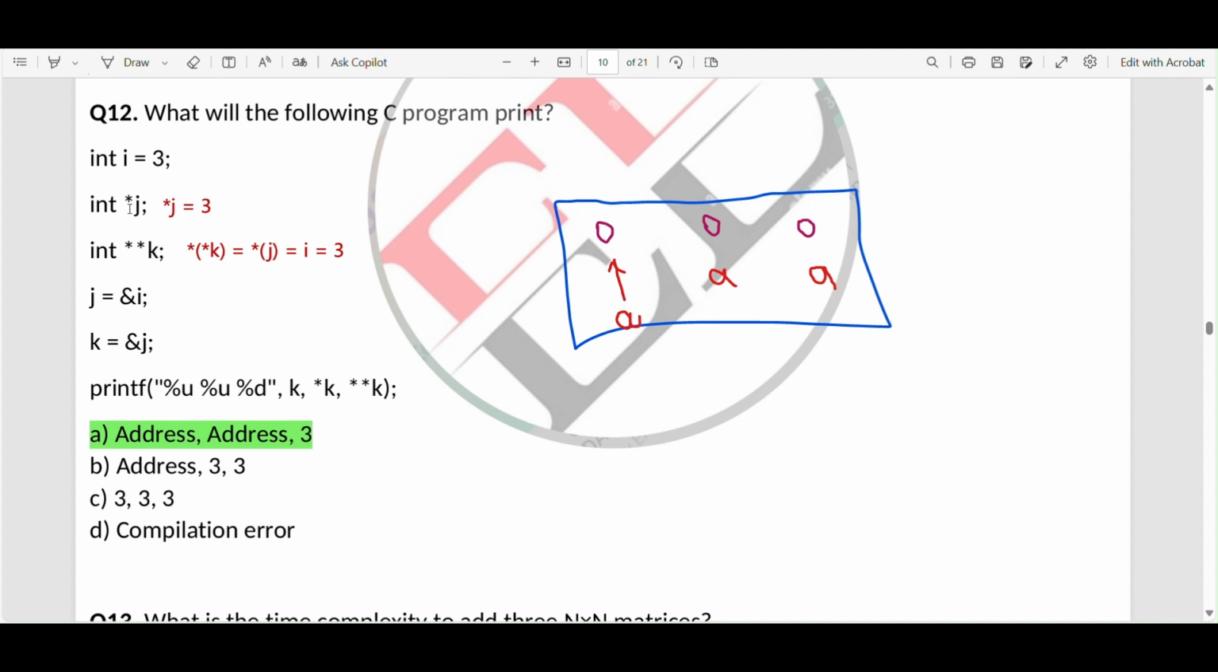So by this, when you see the value at j, the value will definitely be 3, because the value at that address of i will be 3. And value at k, what would it be? When you think of value at k, as we have here, it would be j. Value at k would be j. And what is value at j? This is already 3. So this is also 3.